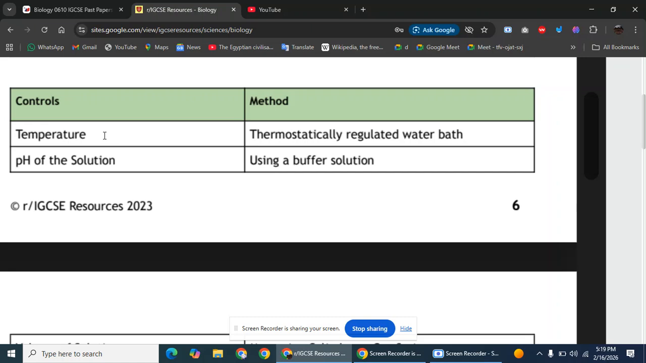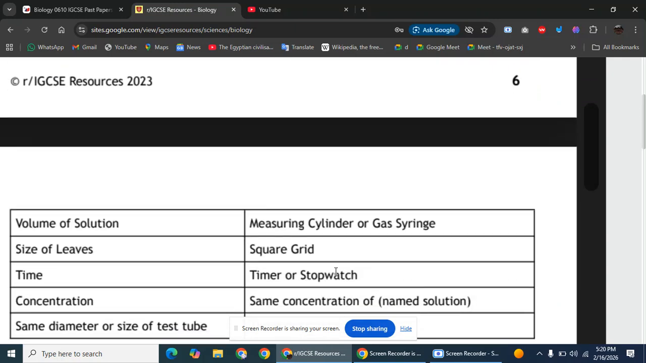So, what can be controlled? Temperature. How do you control temperature? A thermostatically regulated water bath. pH of a solution. How do you control the pH? Use a buffer solution. Buffer solutions are solutions that will help you control the pH.